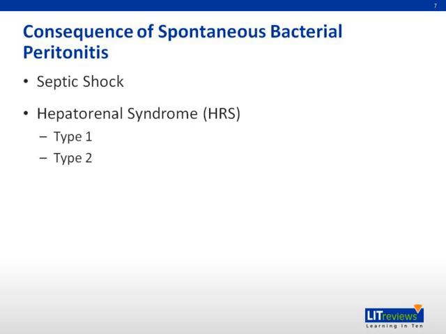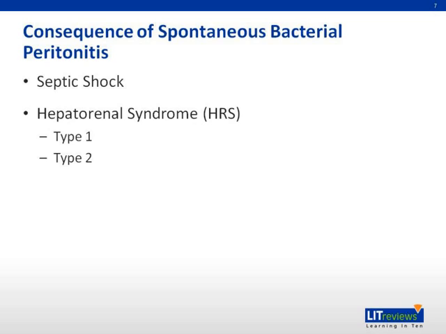Estimates indicate that at least 40% of patients with cirrhosis and ascites will develop HRS during the natural history of their disease. It is divided into type 1 and type 2 hepatorenal syndrome. Type 1 presents with rapidly progressive renal failure with doubling of serum creatinine, with extremely poor prognosis and a mortality rate as high as 80% in 2 weeks. SBP is the most common cause of HRS type 1.